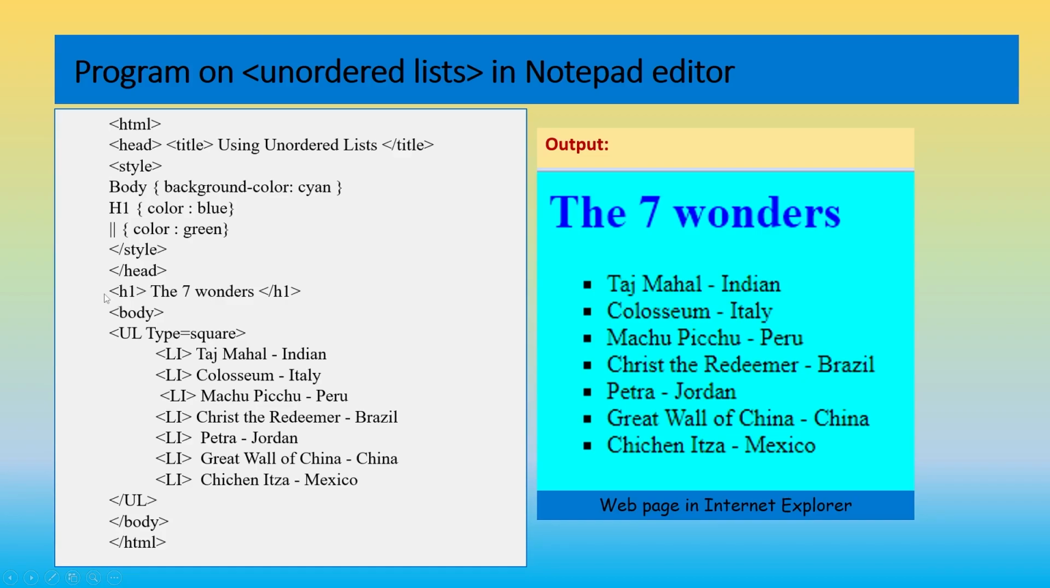Now I have started the actual program. H1 is written as the 7 wonders. Then under the body I have given my unordered list with the type square, which you can see here. Then the 7 items. Then I close this with the closing tag UL. Then the body of my program ends here, and then the complete program also ends here. And after running this program, running means just saving it with the extension .html and opening it with a browser, we will get this output.